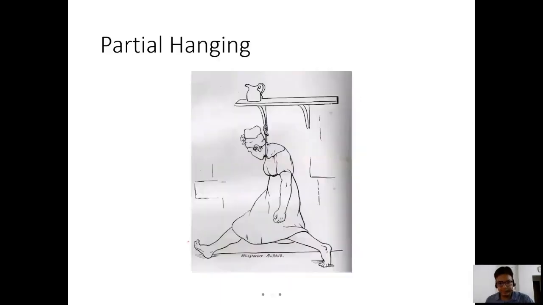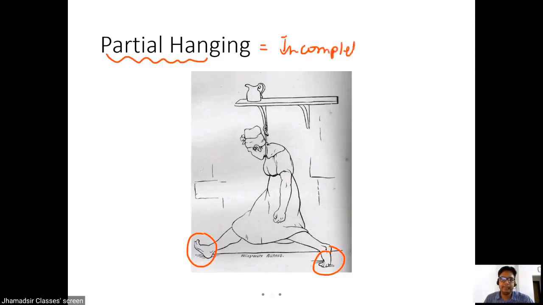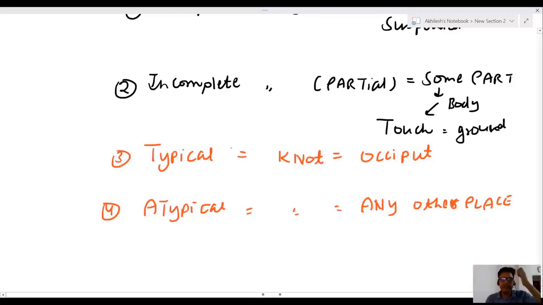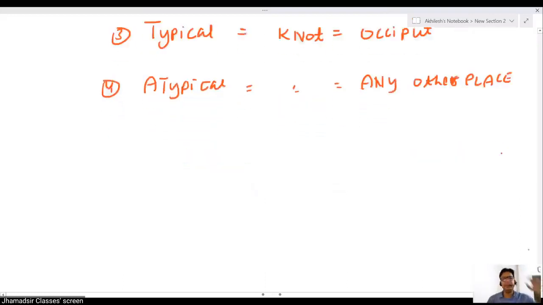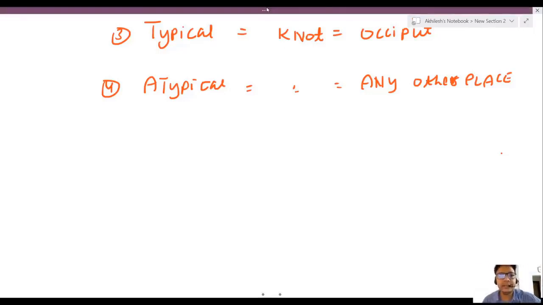If part of the body is touching the ground, this is partial hanging, and partial is also known as incomplete hanging. So we have classified hanging in these categories: complete, incomplete, typical, and atypical. Typical is the knot at the occiput, atypical is the knot at any other place.